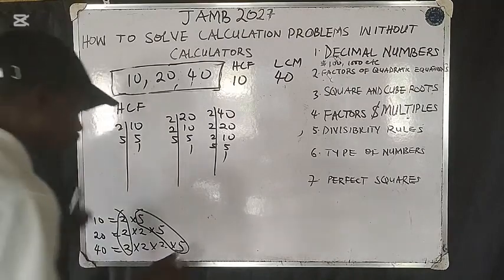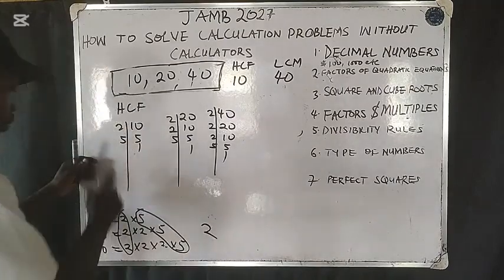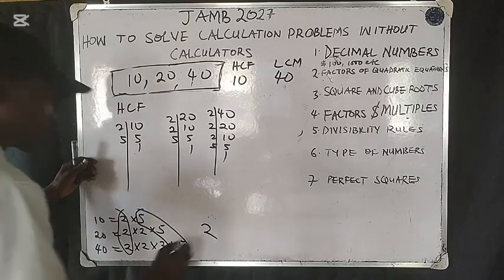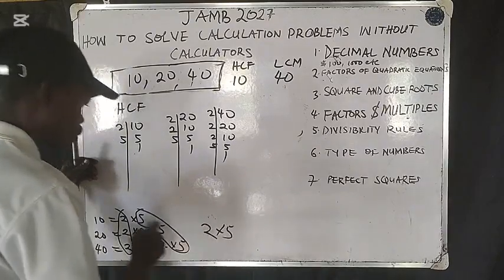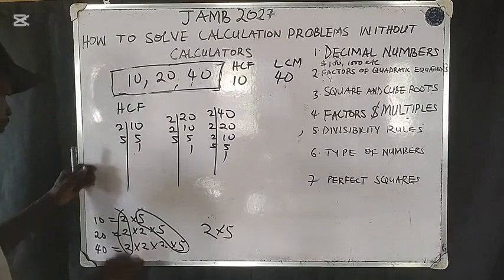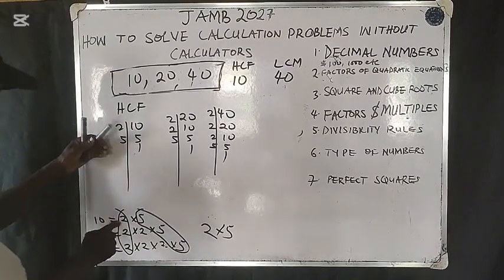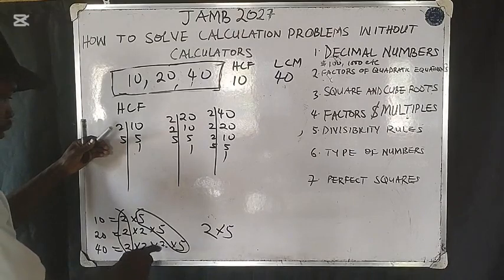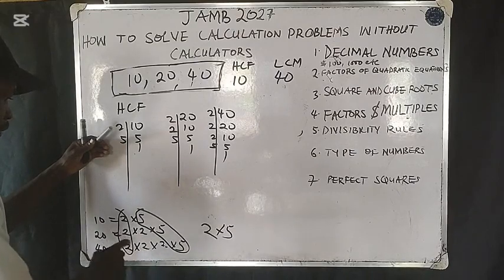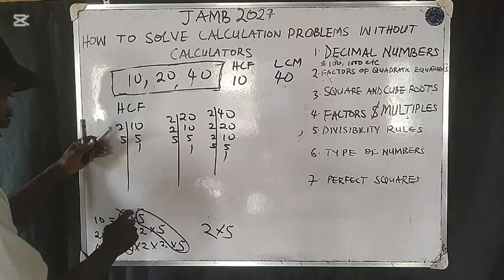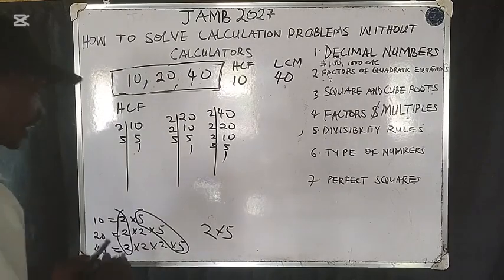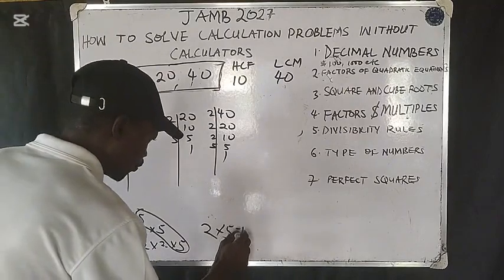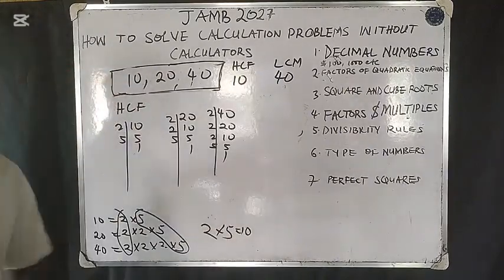So we pick 2, the first 2. We can see 2 in each of them, and we can also see only one 5 in all of them. Only one 2 in 10, 20, and 40. The other 2s do not reach 10 or 20. So only this 2 is common to all, and only this 5 is common to all. So the HCF, the highest common factor, is 10, as you can see here, right?